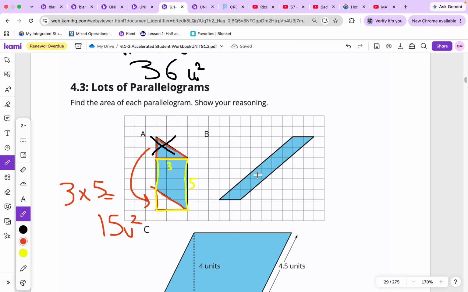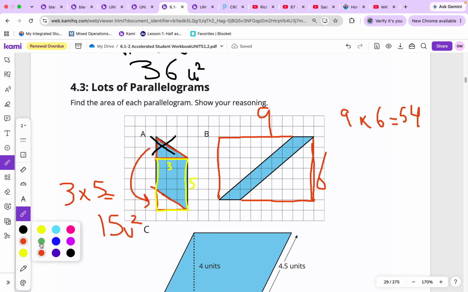Example B is a little bit more challenging. For this one, it's hard to decompose a nice section of it and slide it over. What you can do instead is create a rectangle around the parallelogram. So we can find the area of this entire rectangle. 1, 2, 3, 4, 5, 6, 7, 8, 9 is the length. 1, 2, 3, 4, 5, 6 is the width. So we can say 9 times 6 is 54.